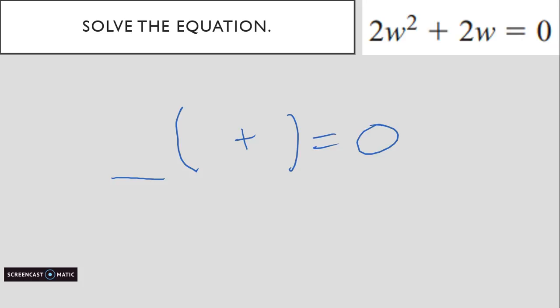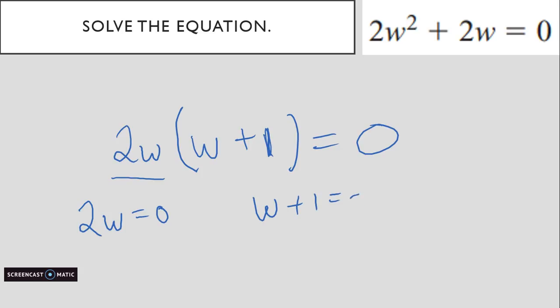If you were thinking 2w, you're right. 2w times w is 2w to the second power. And 2w times 1 is 2w. So we're going to set up two equations. 2w equals 0 or w plus 1 equals 0.